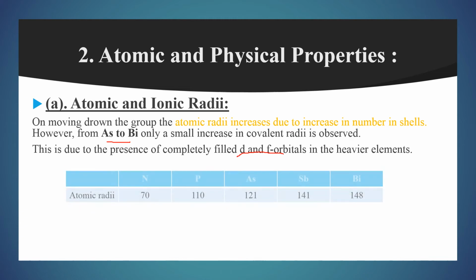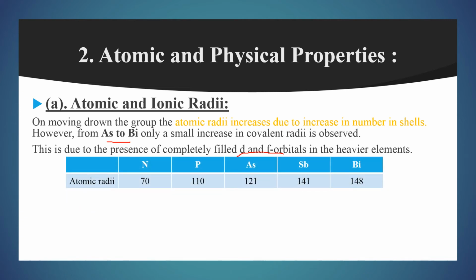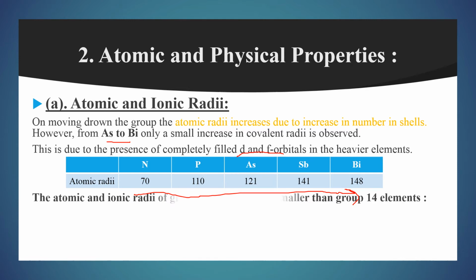This can be seen in this data also. Atomic radii for nitrogen is 70 and it increases as we move down the group, but you can see here from arsenic to bismuth this increment of the radii is to a very small extent. Why is it so? It is due to the completely filled D and F orbitals in arsenic to bismuth.